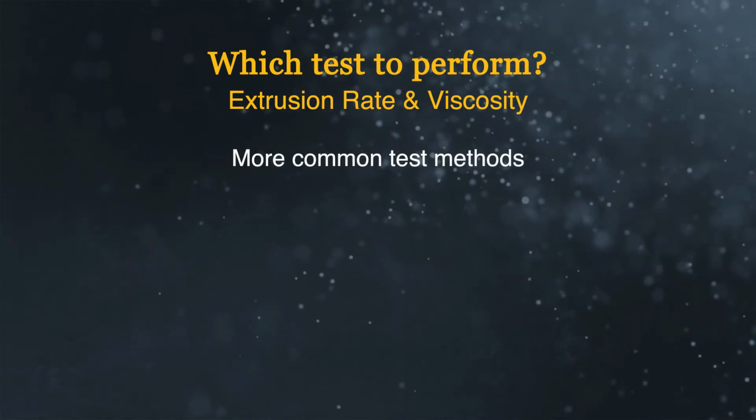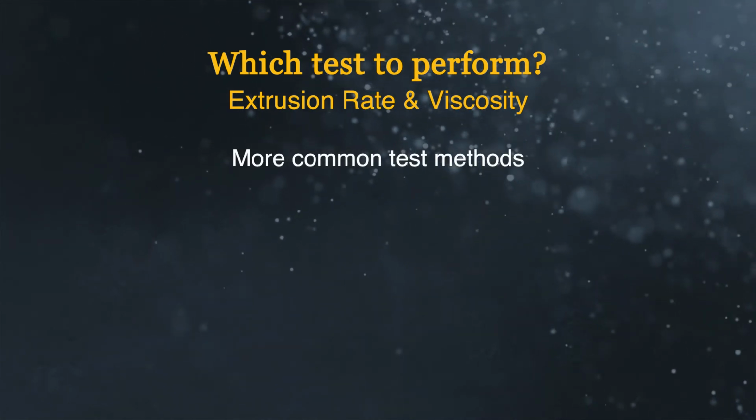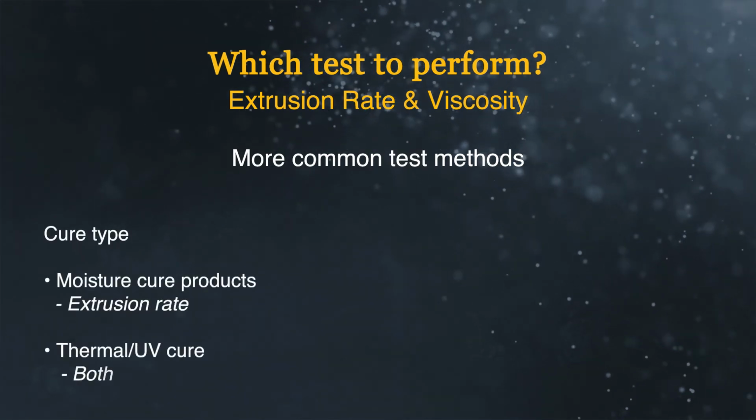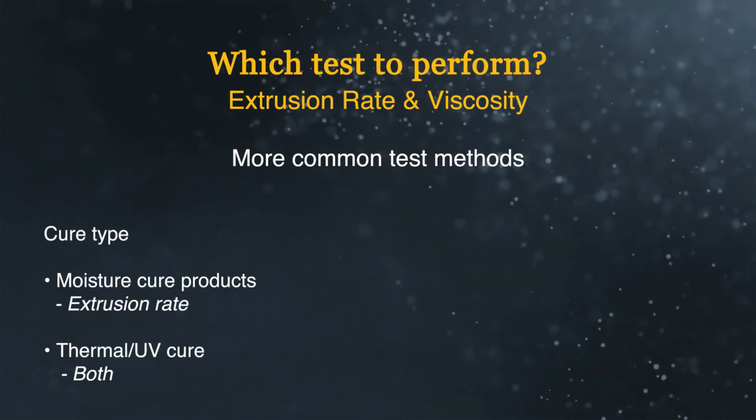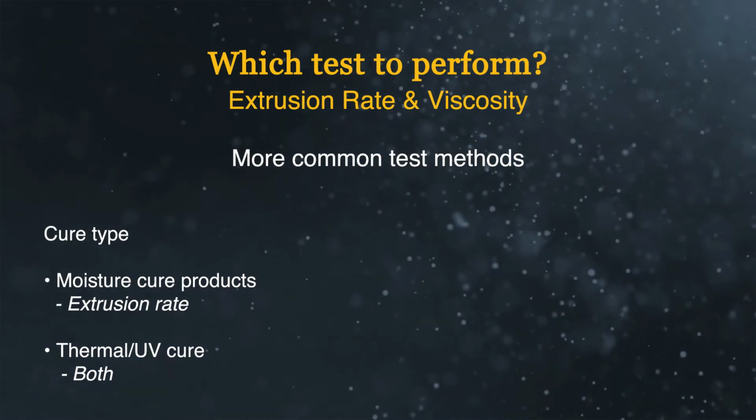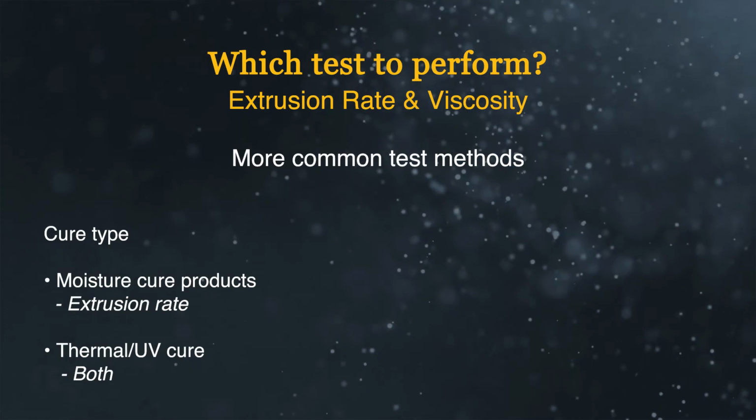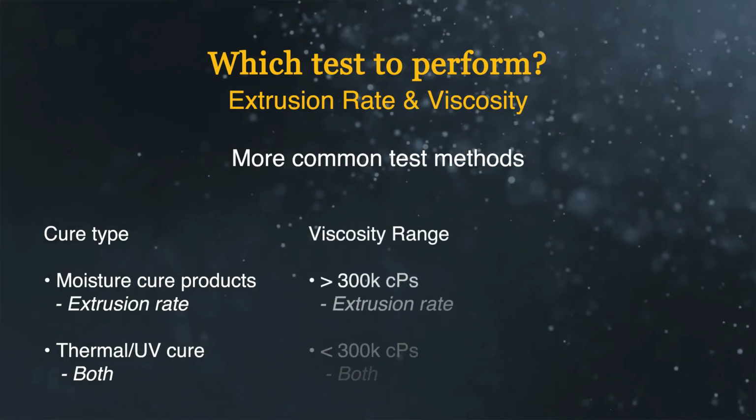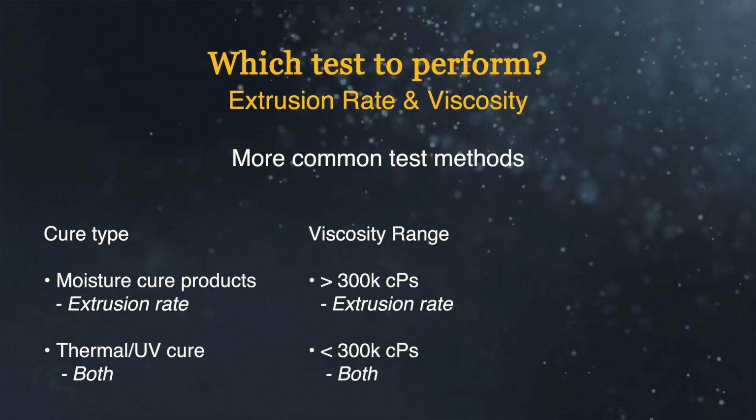So which do we use for a given material? Let's take these three considerations. First, extrusion rate is more commonly used for products that will begin to cure when exposed to the air during viscosity measurements. So it is very commonly used for moisture cure products.